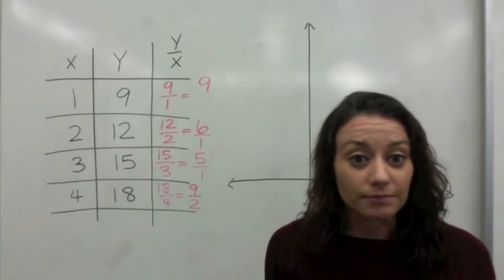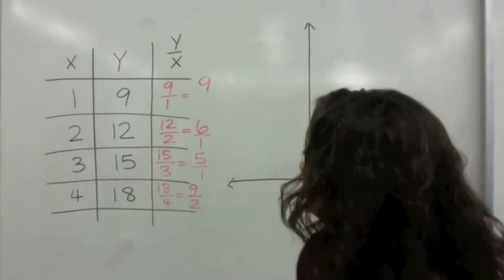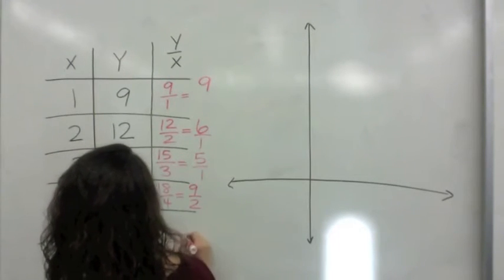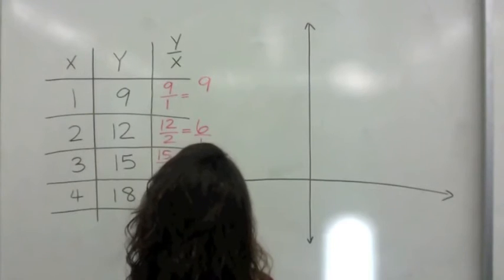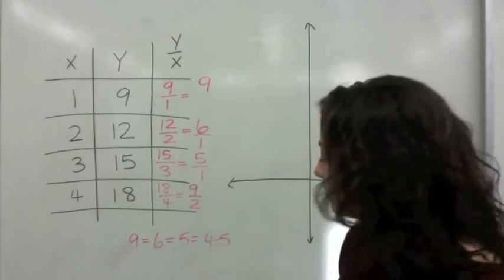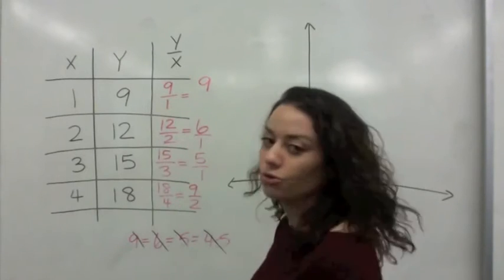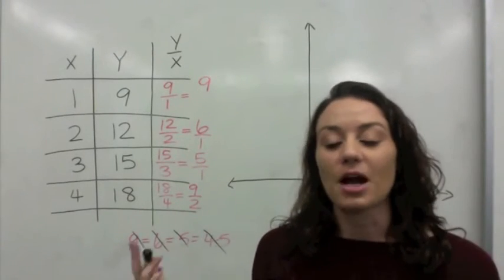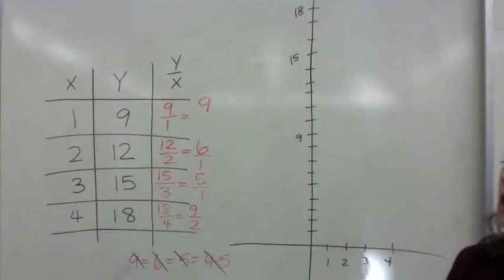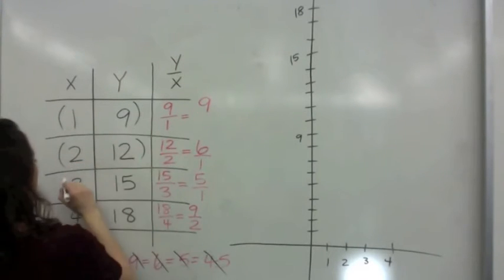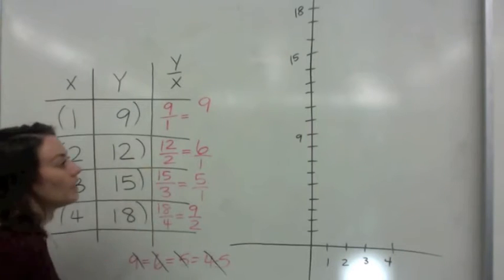Are they equal or not? What I mean by that, does 9 equal 6 equal 5 equal 4.5? Is that true? No, sirree, Bob, it is not true. So that's why this is not proportional. So if we were to just plot these points, would this relationship be linear?